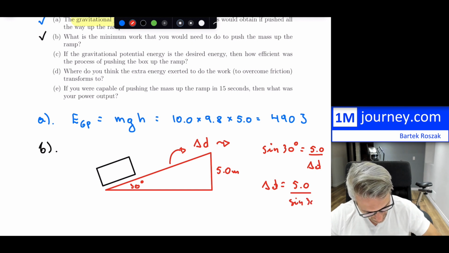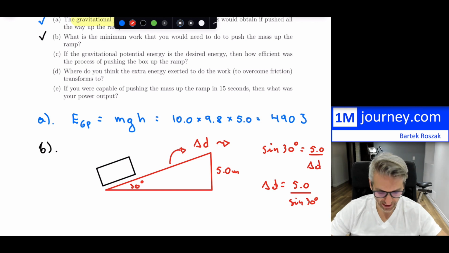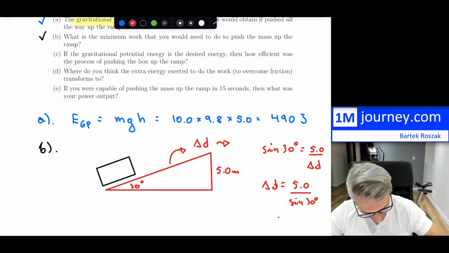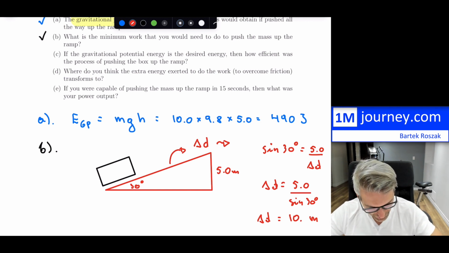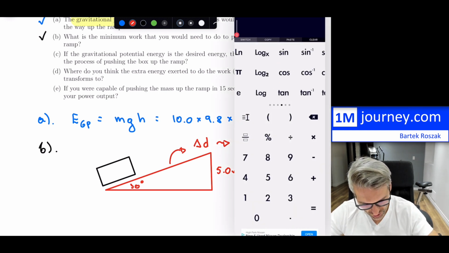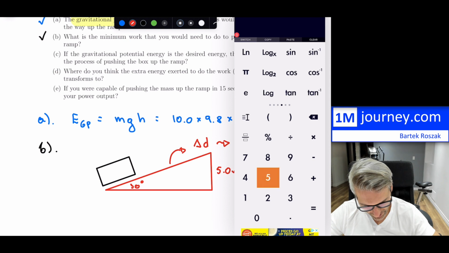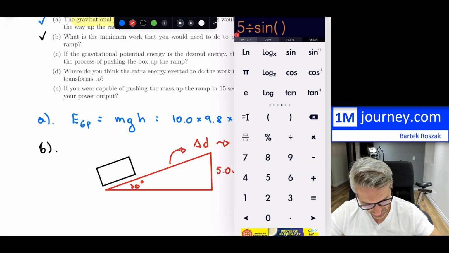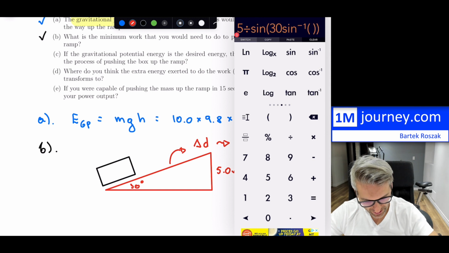Now, sine of 30, you may remember, or you may not remember, is basically a half. You can look that up on your calculator if needed. So if that's a half, which is 0.5, then 5 divided by a half is going to be 10. So this displacement is going to be 10 meters. Okay, so 10 meters. And again, you can, of course, check these things for yourself. It's 5 divided by sine of 30. If you don't trust me, there is your 10.